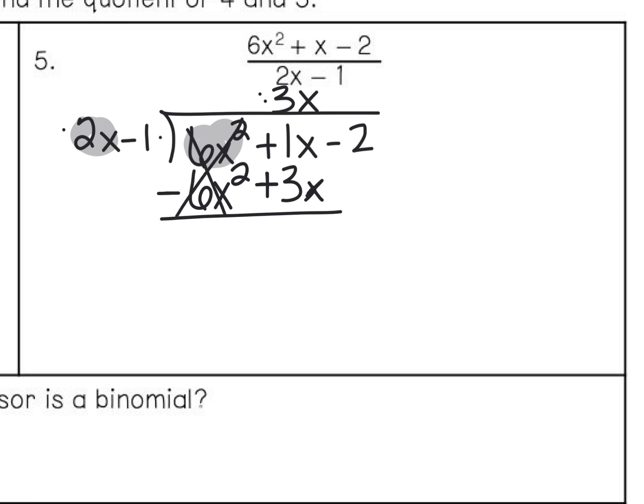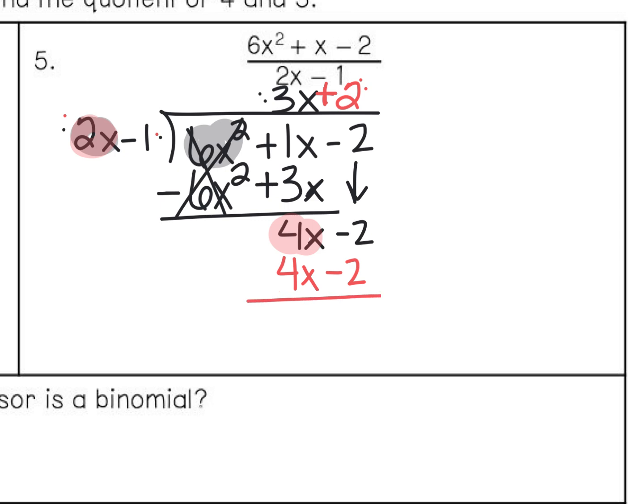What's 1x and 3x? 4x. Bring down your negative 2. So now your first terms are 2x and 4x. Well, what times 2x is 4x? 2. What kind of 2? Positive. You have to have a sign connecting those. So we're going to do 2 times 2x is 4x, but you also have to do 2 times a negative 1, which is a negative 2. Don't forget, subtract, change your signs.